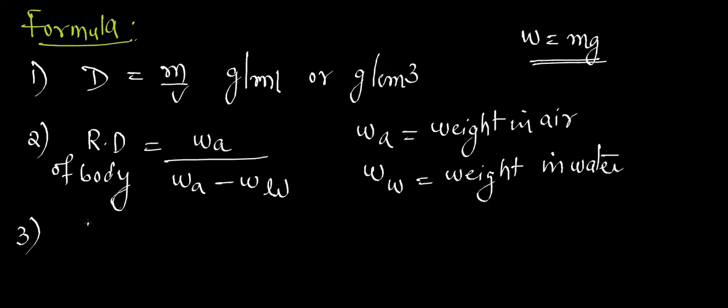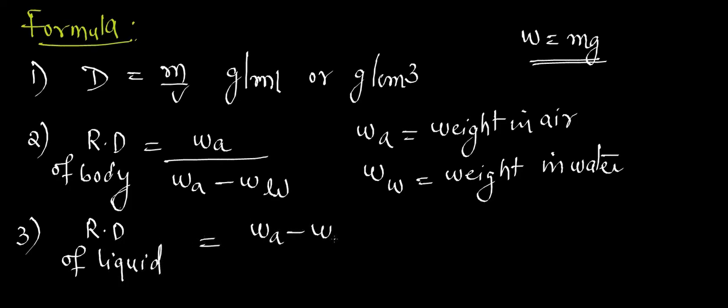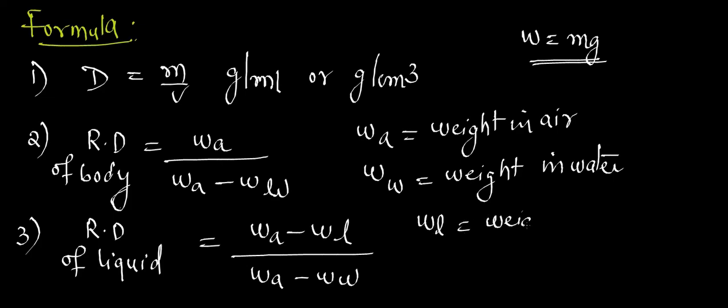Similarly, you have to find relative density of some liquid. Then what is the formula? WA minus WL by WA minus WW. Extra term here, WL is nothing but weight of the body in liquid. How much is the weight of the body in air? How much is the weight of the body in water? How much is the weight of the body in liquid? Those values they will give in the question, right? They will give you for problems.